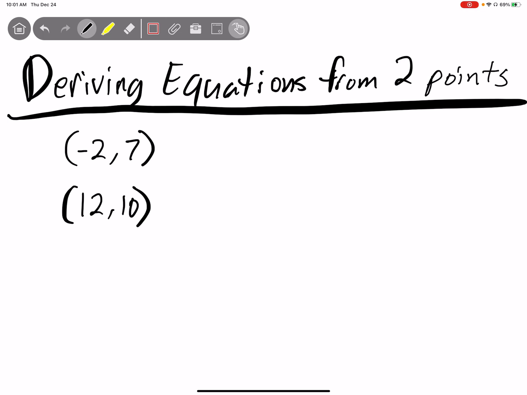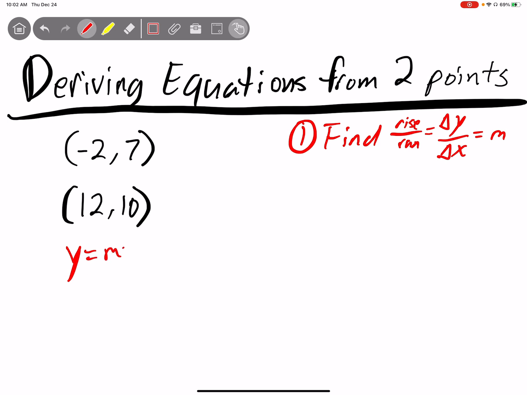There's a couple steps that we need to follow. First thing is find the rise over run, which is the same thing as the change in y over the change in x, and I'm using these triangles to represent the term change in. These are delta symbols, and all this is for my variable m. So remember, by now, we're writing all of our equations in the form y equals mx plus b. Okay, so step 1, figure out what m is.